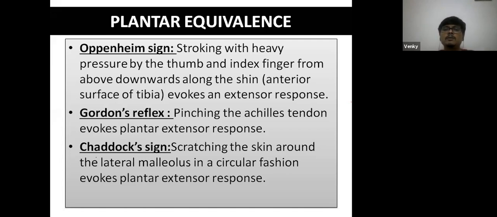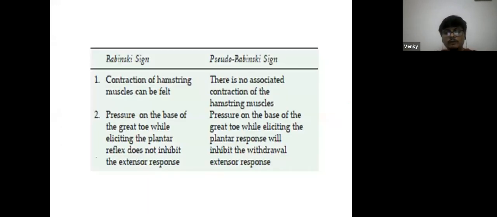In the case of the Wartenberg sign, what is the Wartenberg sign? You ask the patient to hold your hand, and hook his fingers with yours. Now you ask the patient to extend his hand. Normally, what happens? Normally the thumb goes outward. In case of an upper motor neuron lesion, the thumb will get flexed.